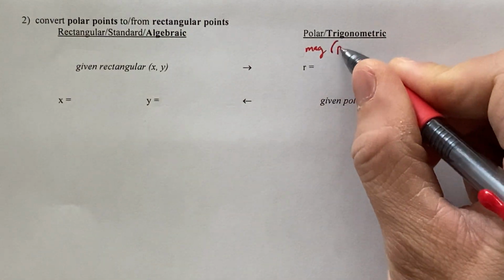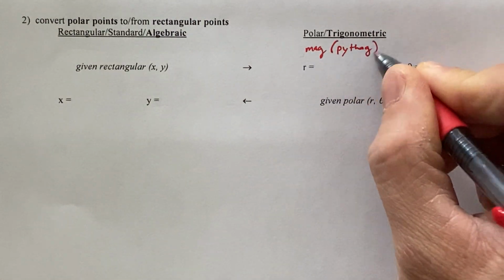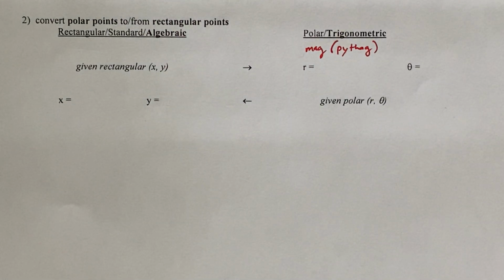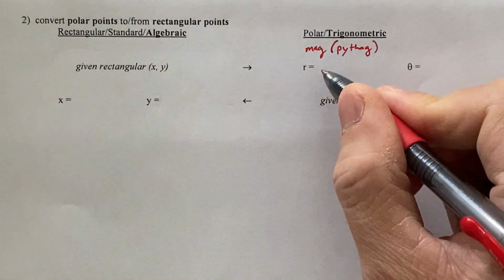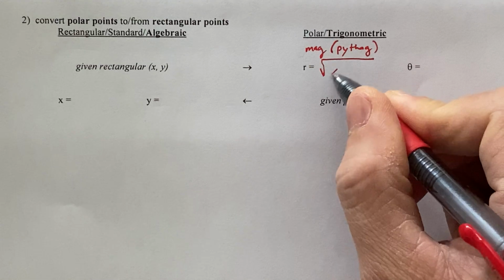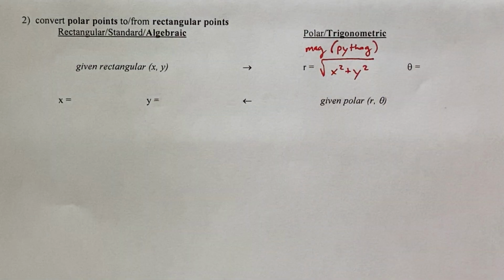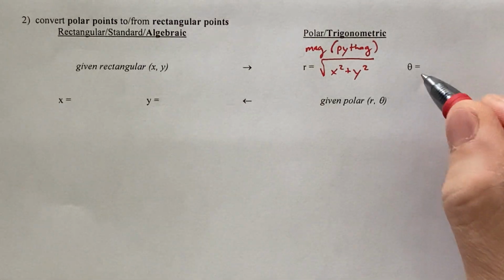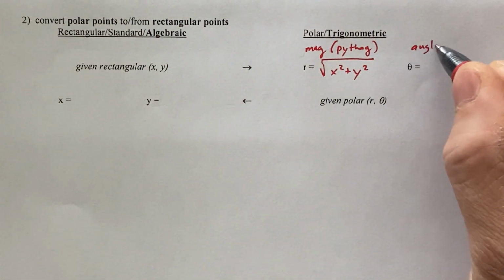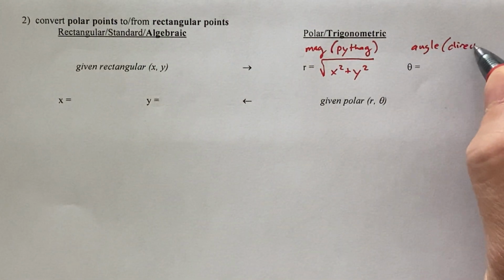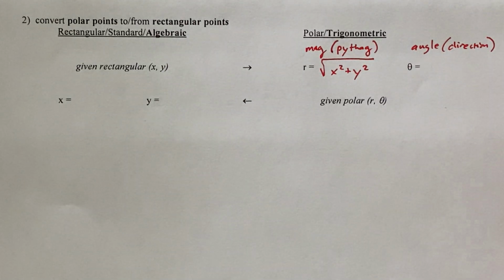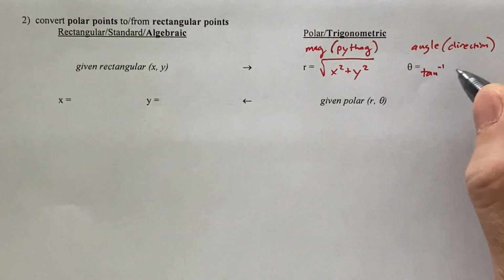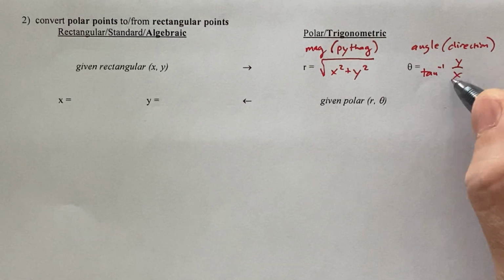I do exactly what I did when I found the magnitude for vectors. I just use the Pythagorean theorem. So in this case, it's going to be the square root of x squared plus y squared. That'll tell you how far from the center you are. And the next thing I have to talk about is the angle or the direction. Just like with vectors, which direction are you staring at? I'm going to use arctangent of y over x.